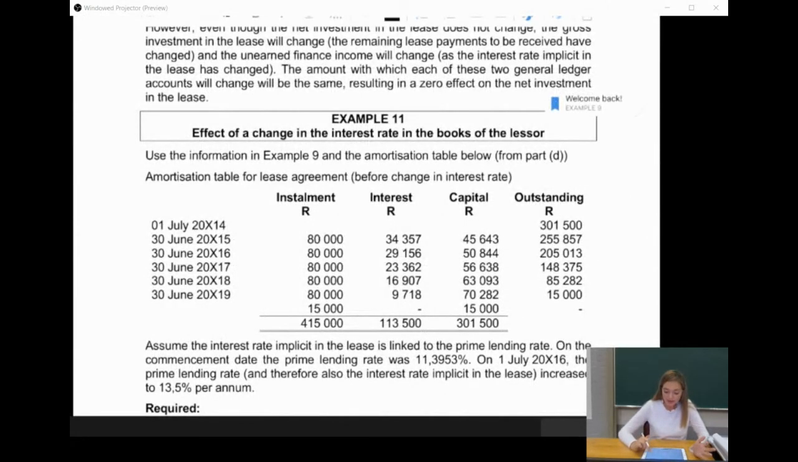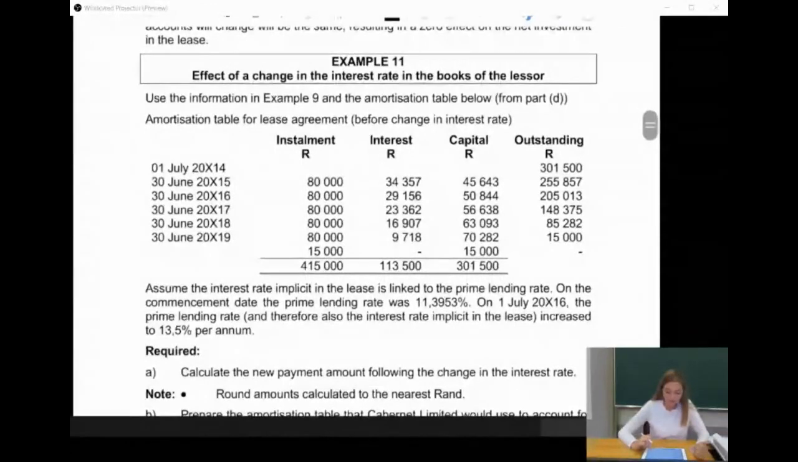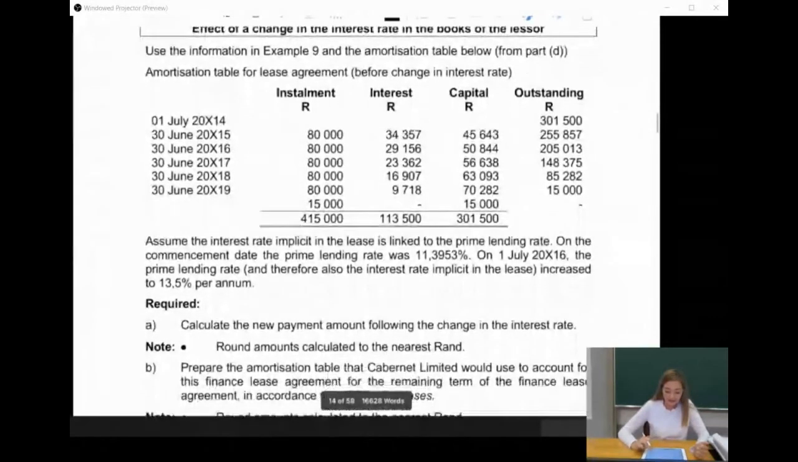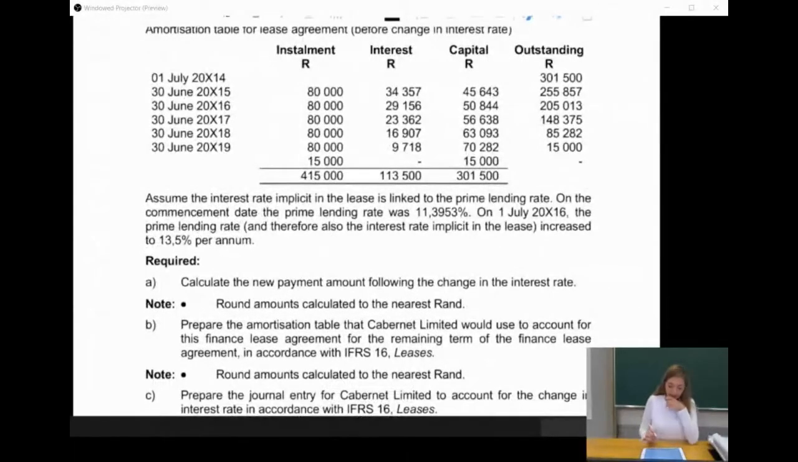we use the same amortization table, same transaction that we did, for example, 9 and 10. And then they tell us to assume the interest rate implicit in the lease is linked to the prime lending rate. On the commencement date, the prime lending rate was 11.395. Then on the 1st of July 2016, the prime lending rate now changes to 13.5%. So here we had our old rate, now the rate changes, we have a new rate. Which means that we will have to redo our amortization table for this period.